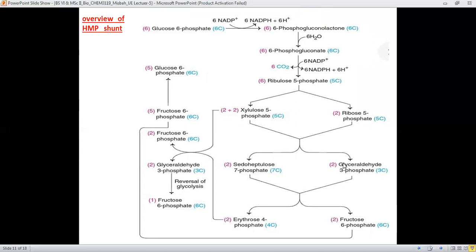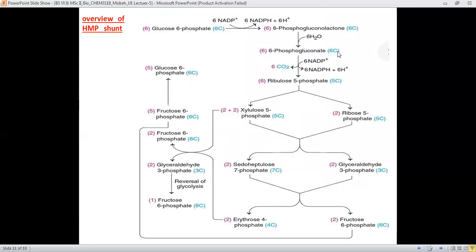Here is the overview of the HMP shunt, keeping in view the number of carbons which each glucose consists of and the number of molecules which will be yielded of each of these different types of monosaccharides. Let's start from here, glucose 6-phosphate, it's a 6 carbon unit, 6 NADP act on it because there are 6 molecules present over here to give again 6 molecules of 6-phosphogluconolactone, and it's also a 6 carbon unit.